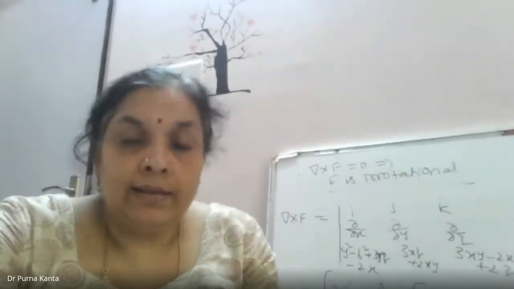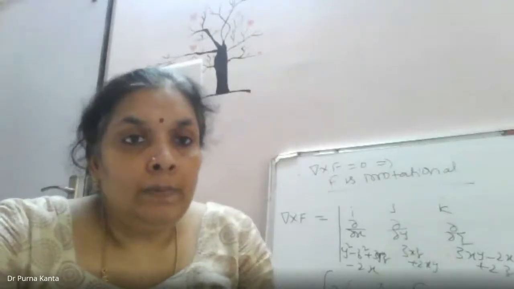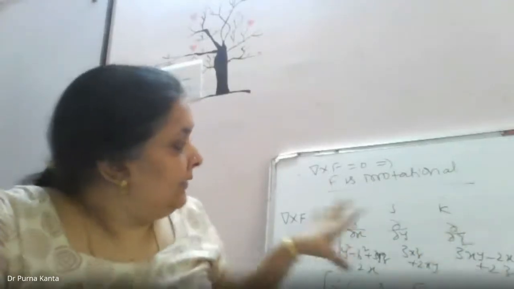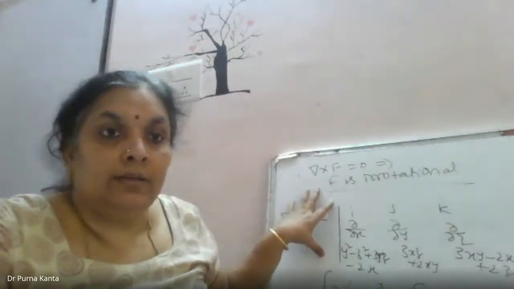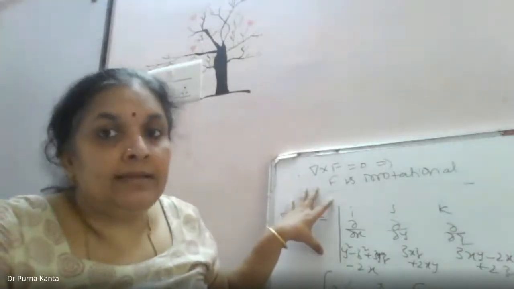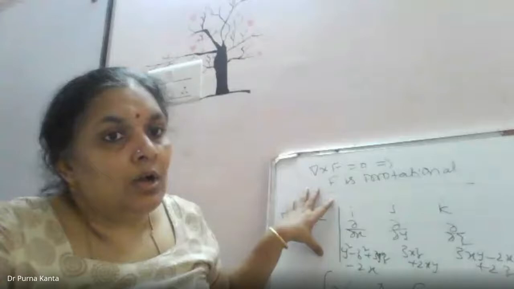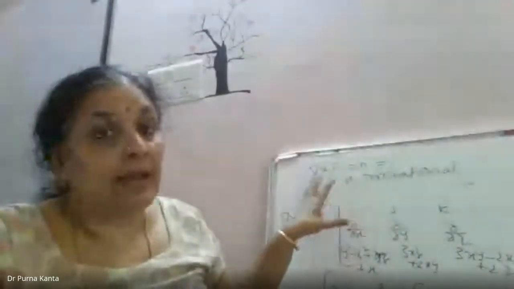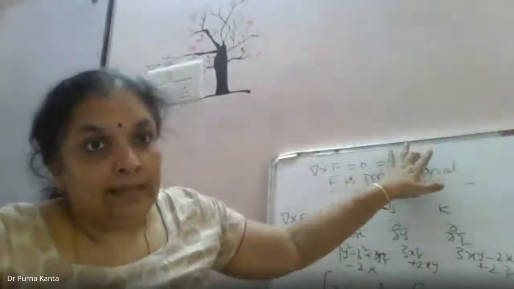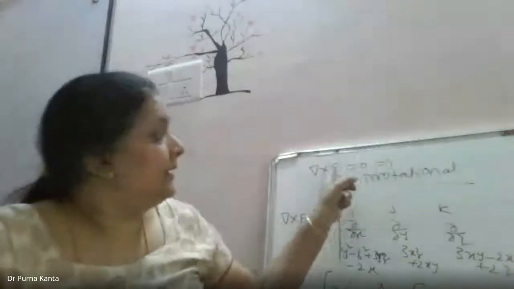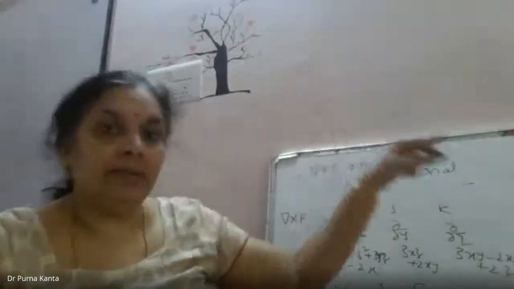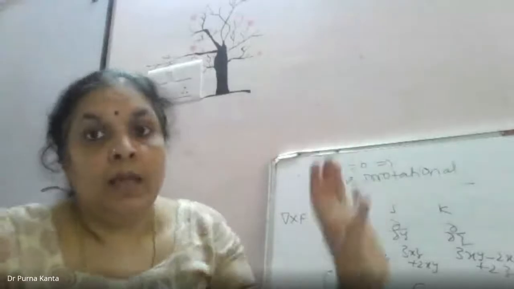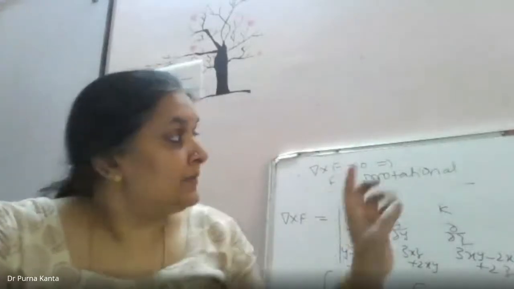The next class we'll see what will be the case for any irrotational vector. If an irrotational vector is given, we have a concept of finding a scalar potential for this vector. If del cross f is equal to 0, there exists a scalar such that there will be some relation between this f and that scalar. Along with that, we'll see some standard identities, vector identities.